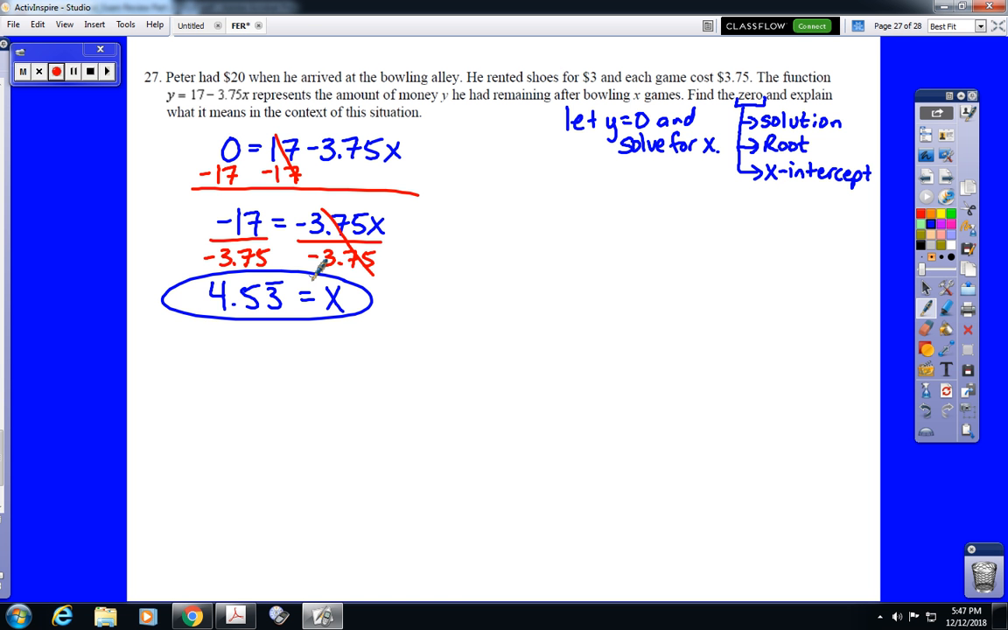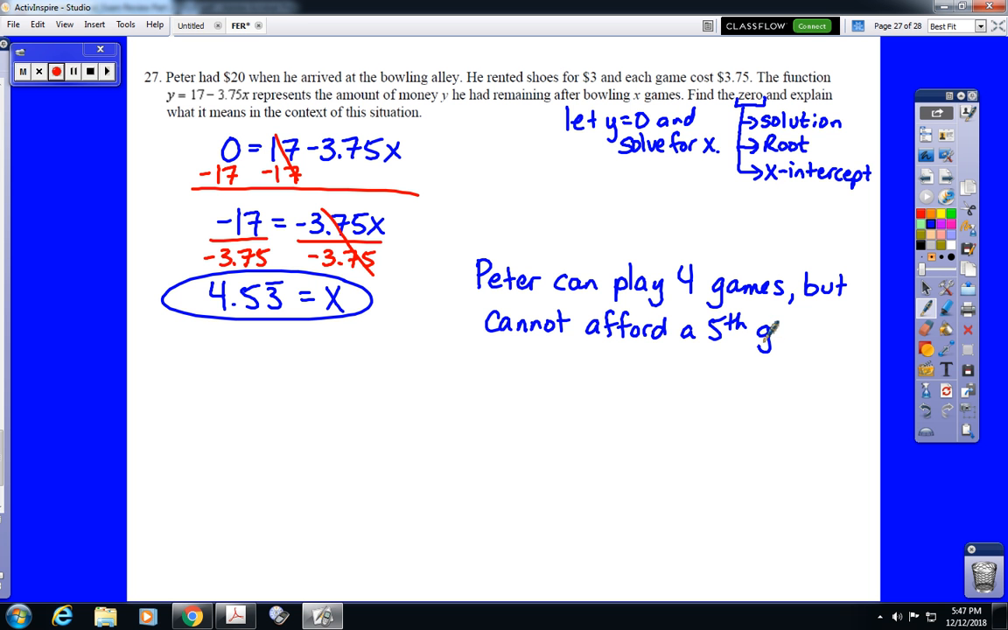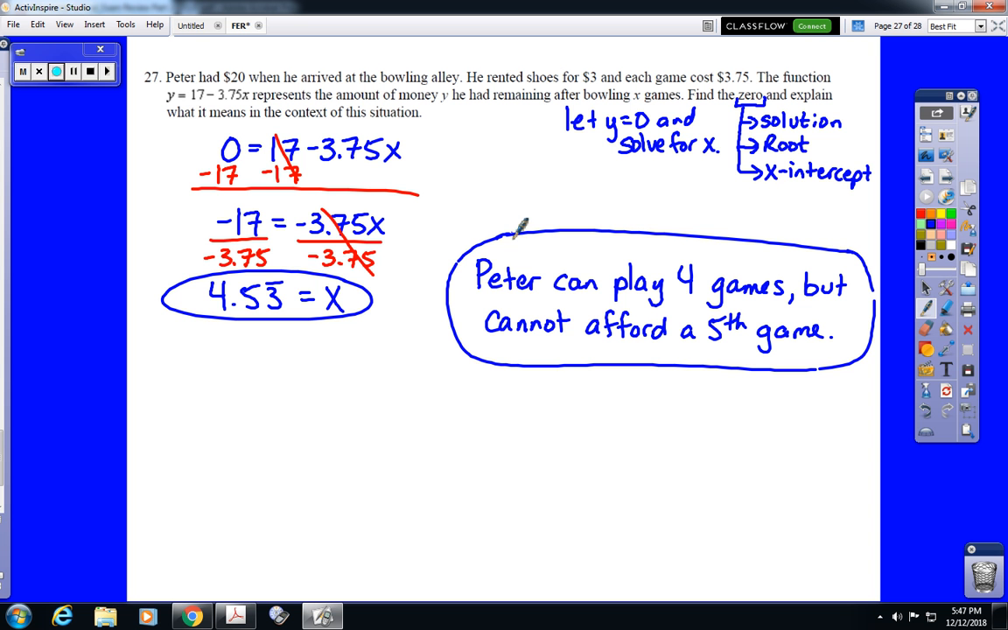Now we just have to write what that tells us. Well, again, x is representing the number of bowling games he has played. So here's the thing. You can't play 0.53 repeating bowling games. So what we would say here, the context of the situation is telling us that Peter can play 4 games, but cannot afford a 5th, because he doesn't have enough money. He only has enough money to buy 0.53 repeating of a game. So that would be what we're looking for in terms of the context of the answer, of the solution. What does it mean in the situation?